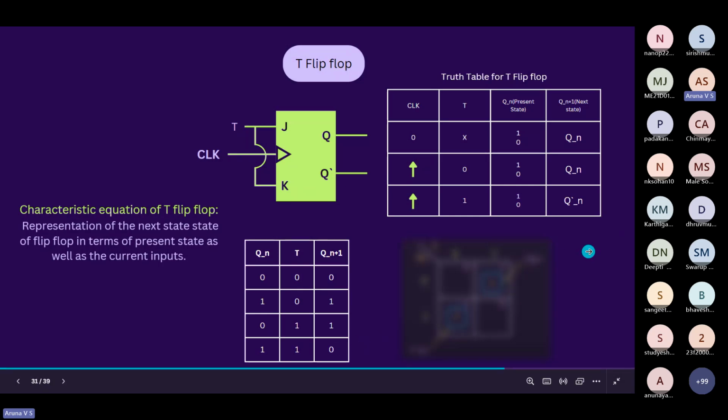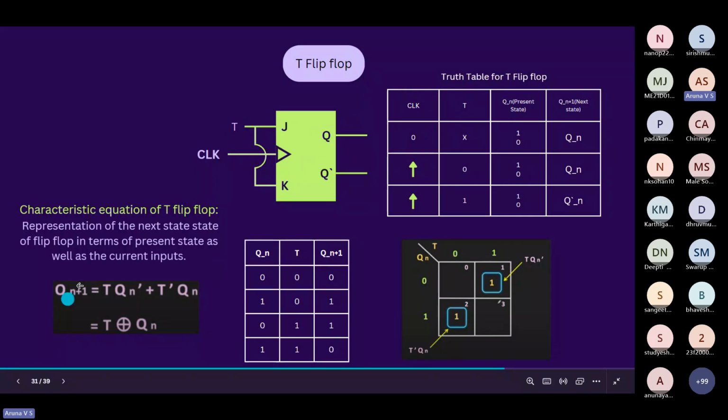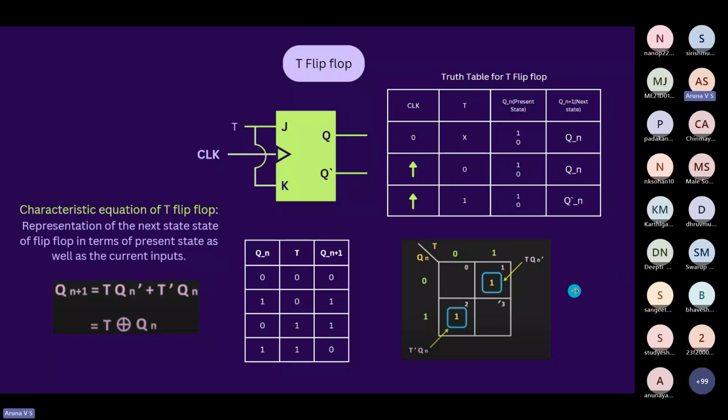So we can use K maps to get the equation. I think I don't need to explain the K maps. So we get this equation over here. So basically it converts into an XOR gate. That is Qn plus 1 is equal to T XOR Qn. And T is equal to Qn plus 1 XOR Qn. So that's a property. So yeah, we are done with the theory part. You can see the diagram of T flip-flop. We'll be using this.